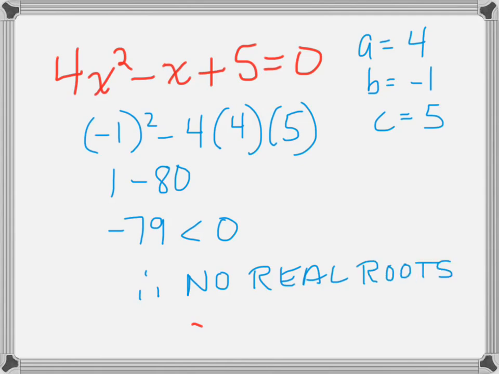Now let's think of why that is. Remember, this comes from under the square root. And if under the square root is negative 79, that tells you you're going to have an imaginary answer. And imaginary answers always come in a pair. Imaginary solutions always come in a pair.